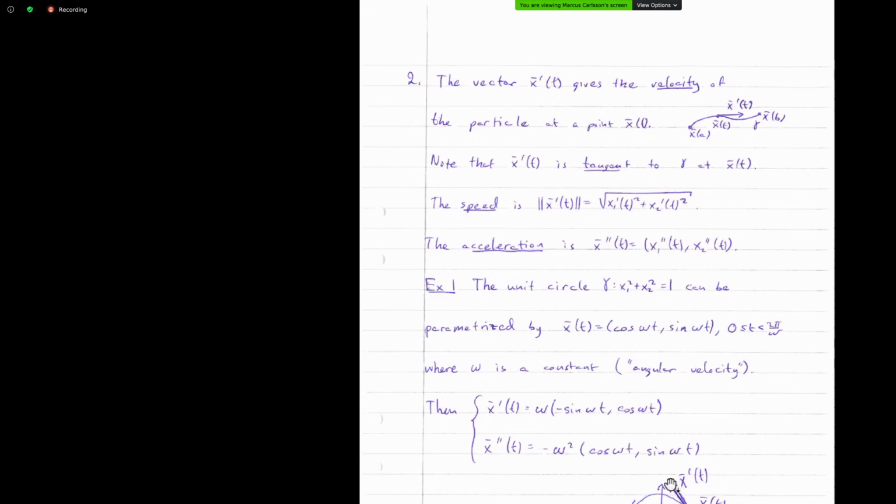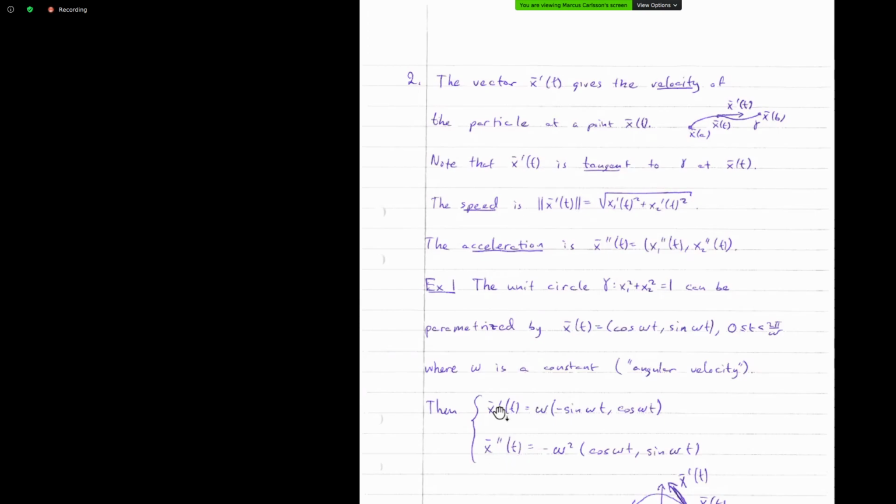And then again, if you take the acceleration, you know that when you go around the circle, you're always accelerating towards the center, and that we see here. Another omega pops out, and we get back the original vector cosine, sine, but now with a minus omega squared, so it points in the inside direction, whereas the actual point is in the outside direction. So yeah, and omega pops out, so that justifies angular velocity.